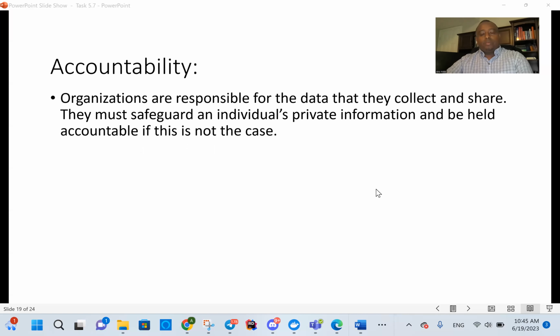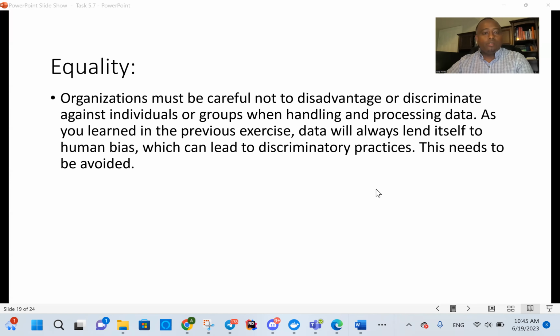Accountability is the third principle of data ethics. Organizations are responsible for data that they collect and share. They must safeguard an individual's private information and be held accountable if this is not the case. Anytime private information is compromised, the organization or the company that collects and owns the data is responsible for any legal and regulative consequences.